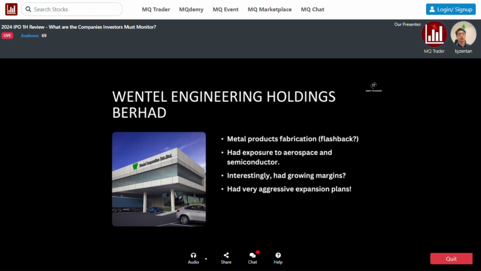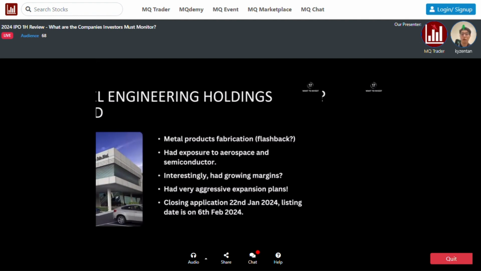plant for expansion. It's mainly because of space constraint. So yeah, very interesting. But I believe if they have that kind of capacity, there is a good potential that they might secure some contracts in the future. We do not know yet. It's not in the prospectus because they have no order book. Okay, so this company's closing application is in January 2024, 22nd January 2024. Listing is on the 6th of February 2024.